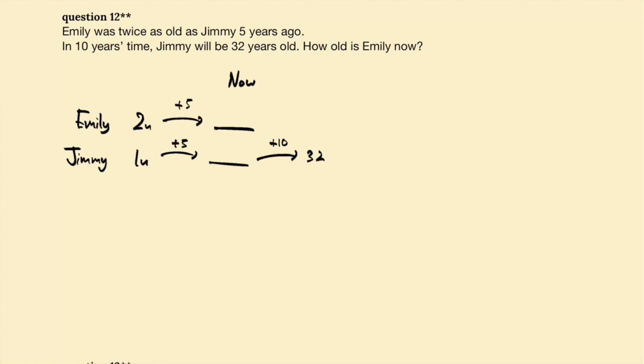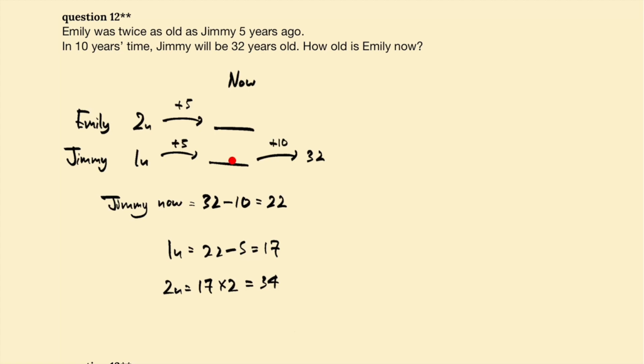So what can we do with this information? Well, we definitely can find Jimmy's age now. Look at this. This is 32. In 10 years in the future, minus 10 will get me 22. That's his current age. What about 5 years ago? Just minus 5. We will get 1u being 17, which means we can find 2 units. That is 34. But how old is Emily now? You're going to plus 5.